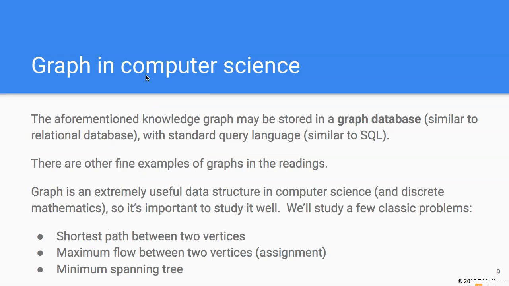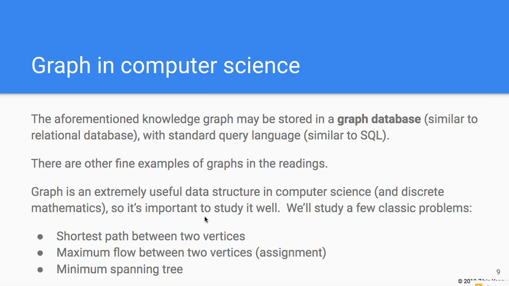So a knowledge graph can be stored in what's called a graph database. I'm not sure all of you have heard that term before, but it's kind of similar to a relational database. And a graph database even has its own query language, kind of like SQL for relational databases. So anyway, these are just two examples, and there are many examples of graphs described in your readings. As you can probably see, graph is an extremely useful data structure that we study in computer science.